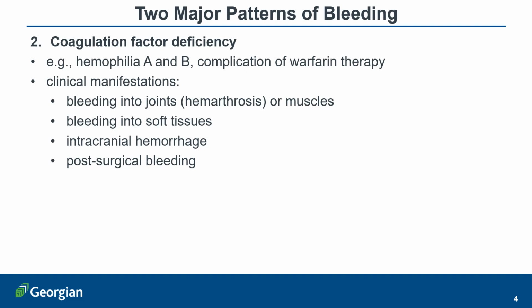Specifically, the hallmark clinical manifestation of a deficiency of one or more coagulation factors is bleeding into the joints, or hemarthrosis. Other examples of bleeding are into the muscle tissue, other soft tissues, even intracranial hemorrhage, and increased post-surgical bleeding. Notice here it doesn't have mucosal bleeding. Mucosal bleeding is most commonly associated with platelet deficiency or thrombocytopenia. Coagulation factor deficiency most often leads to the hallmark clinical manifestation of bleeding into the joints, hemarthrosis, or alternatively the muscles.